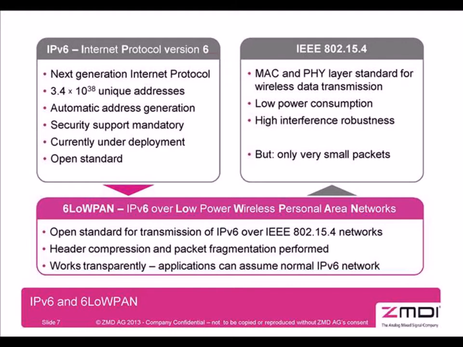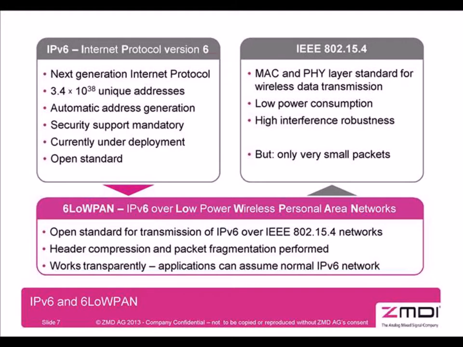Okay, so if we want to combine IPv6 with the IEEE standard 802.15.4, we have to make some adjustments because IPv6 is a next generation protocol. We have a large number of addresses. We have the automatic address generation. We have security, and it's an open standard. But the main problem with IPv6 is a large header.